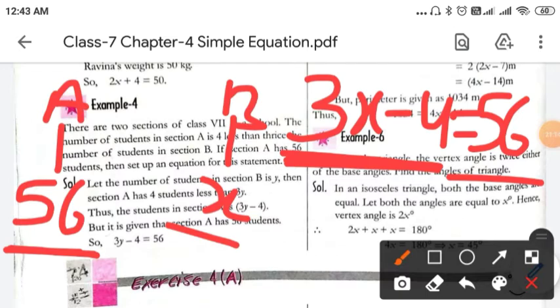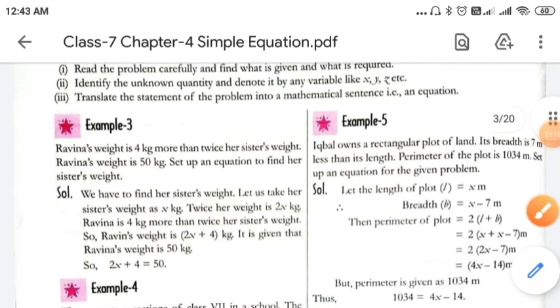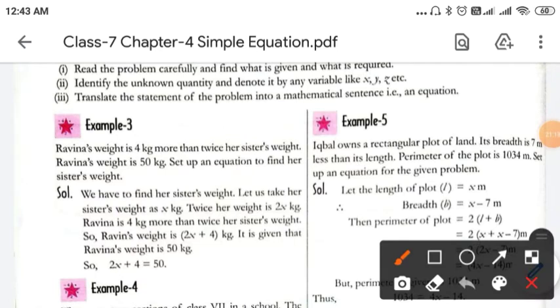Next one is example number 5. Example number 5 is, Iqbal owns a rectangular plot of land. The breadth is 7 less than the length. Suppose it is a rectangular plot, and it is given that the breadth is 7 less than the length, and the perimeter of the plot is also given, which is 1034 meters. Set up an equation for the given problem.